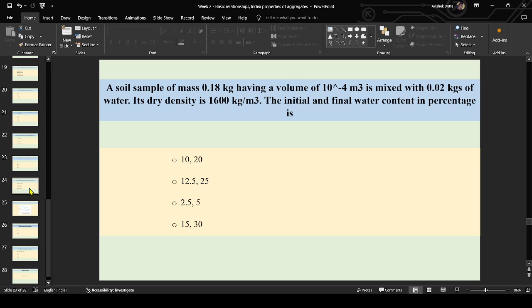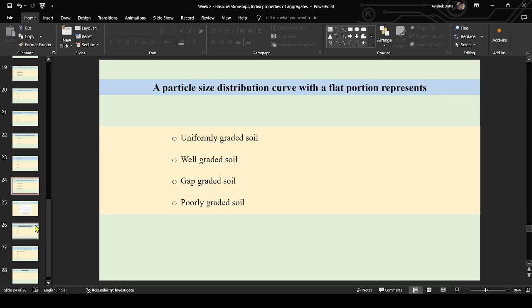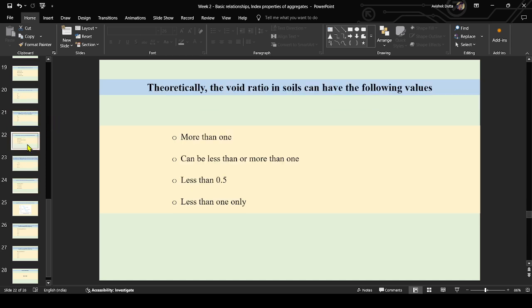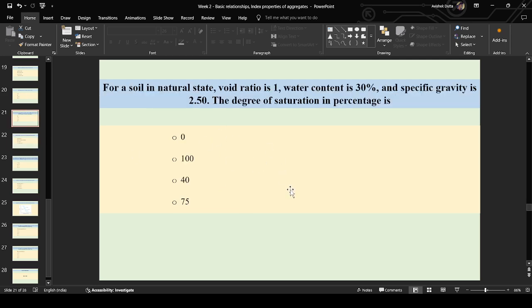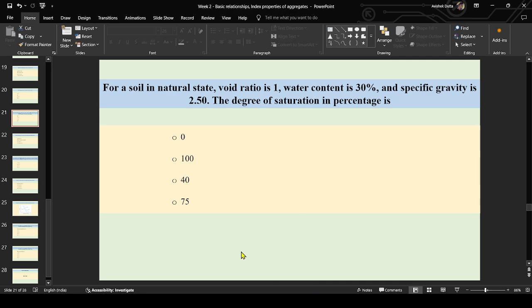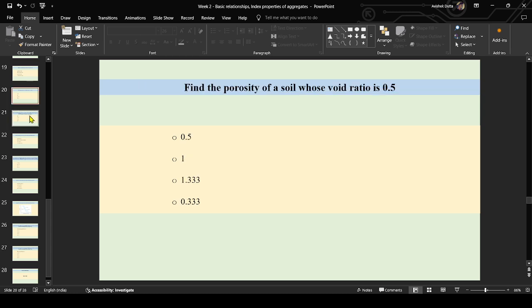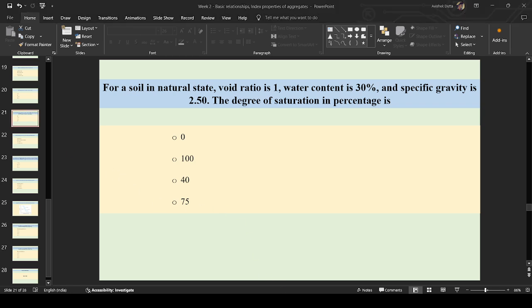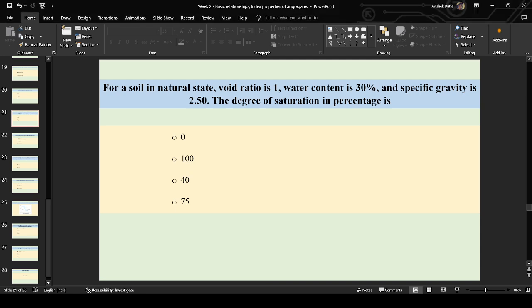Just a moment. This was the current question, right? The degree of saturation. Yes, sir, this is the correct question. For a soil in natural state, void ratio is 1, water content is 30%, and specific gravity is 2.5. The degree of saturation in percentage is: the options are 0, 100, 40 or 75.